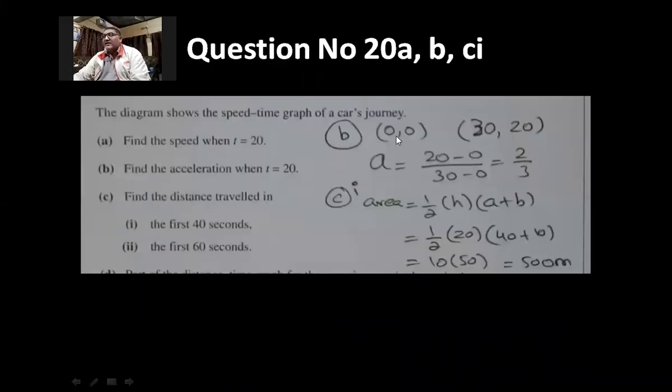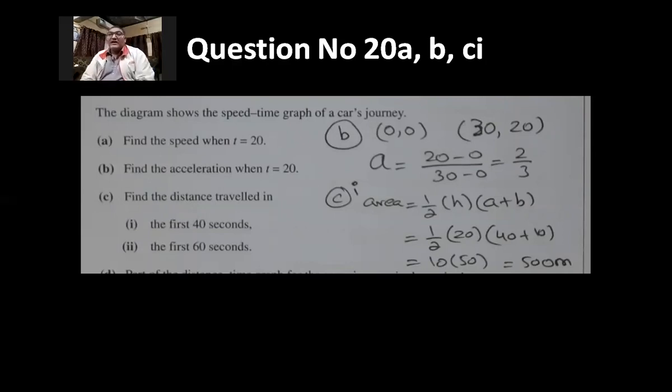So here you can see I've taken 0, 0, and I have taken 30, 20, and the acceleration will be equal to the gradient of this line. So y2 minus y1 divided by x2 minus x1. So it will be 20 minus 0 divided by 30 minus 0. So it will be 2 by 3. So the acceleration will be 2 by 3 meters per second squared.